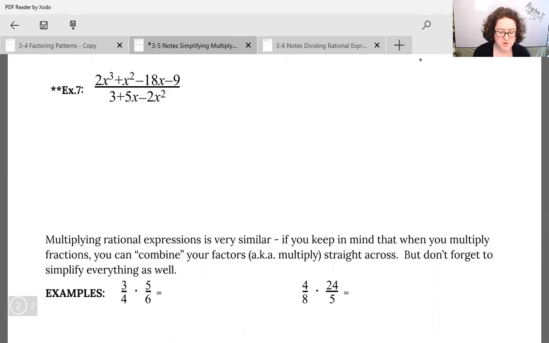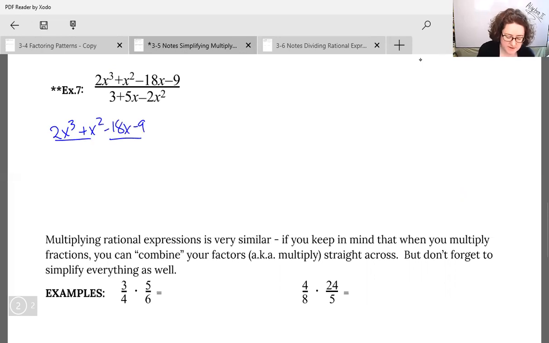Okay, for our challenge problem, why do you think that's a challenge problem? We have 4 terms in the numerator. So this is one that we'd actually have to factor by grouping. So I'm going to do a little bit of side work here. So 2x cubed plus x squared minus 18x minus 9.